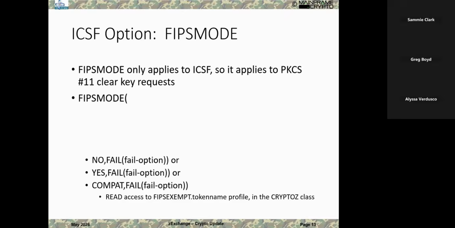So when you set the FIPS mode parameter in ICSF, going way back to when EP11 was first implemented and first certified, there were some settings there. You could say FIPS mode yes, no, or compat. FIPS mode no says there are no FIPS restrictions. If somebody wants to use a single DES key or a 512-bit RSA key that are not considered secure, hey, go ahead, let them. FIPS mode yes says, yeah, we want to enforce FIPS mode. We want to prevent people from using single DES keys or 512-bit RSA keys.